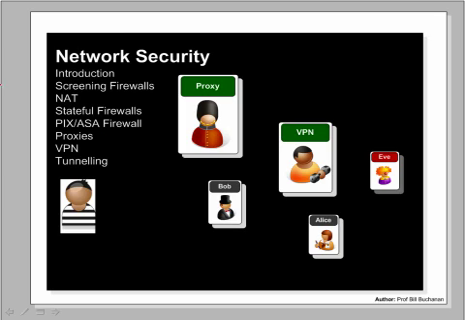Okay, so that's given us a brief overview of some network security, some of the issues involved, looking at firewalls, both stateful and screening, NAT devices, an example of a PIX firewall, the usage of proxies, VPNs and tunneling. In an associated lecture, we'll go into more detail as to how these devices are actually configured.